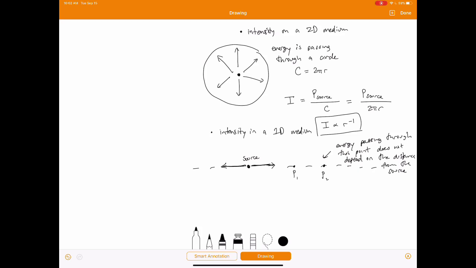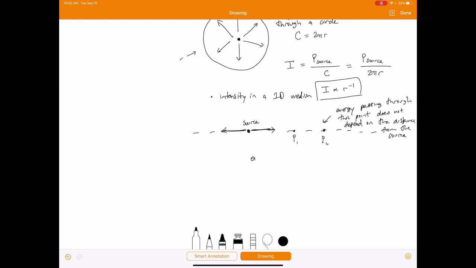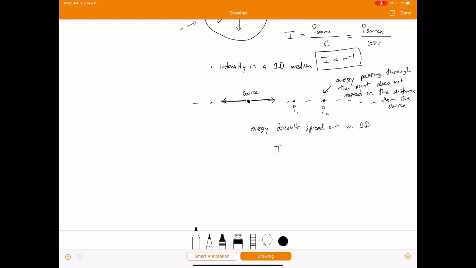If you're in two dimensions, you can see that the energy spreads out as you get further away from the source, and that's also true in three dimensions. But in one dimension, that energy just can't spread out. Energy doesn't spread out in 1D. So for that reason, the intensity is just constant. It doesn't fall off as you get further and further away from the source if you're in one dimension, okay? So those are the answers to these two questions.